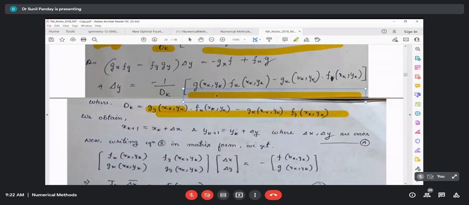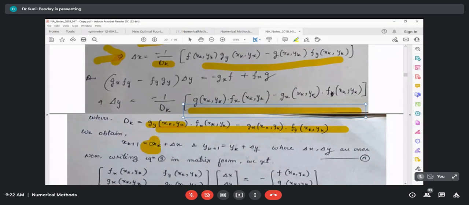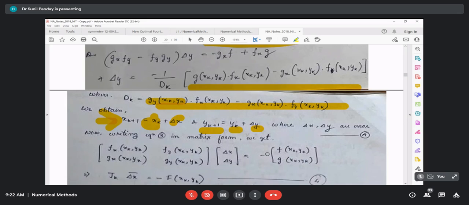So now you correct these errors. Earlier your approximation is xk, and then you have obtained this delta xk, the error in xk, and this will give you the next approximation xk plus 1. Similarly, yk plus 1 is yk plus this delta y. Then we again calculate the error in xk plus 1 and yk plus 1, and the next step is xk plus 2 equals xk plus 1 plus delta x.